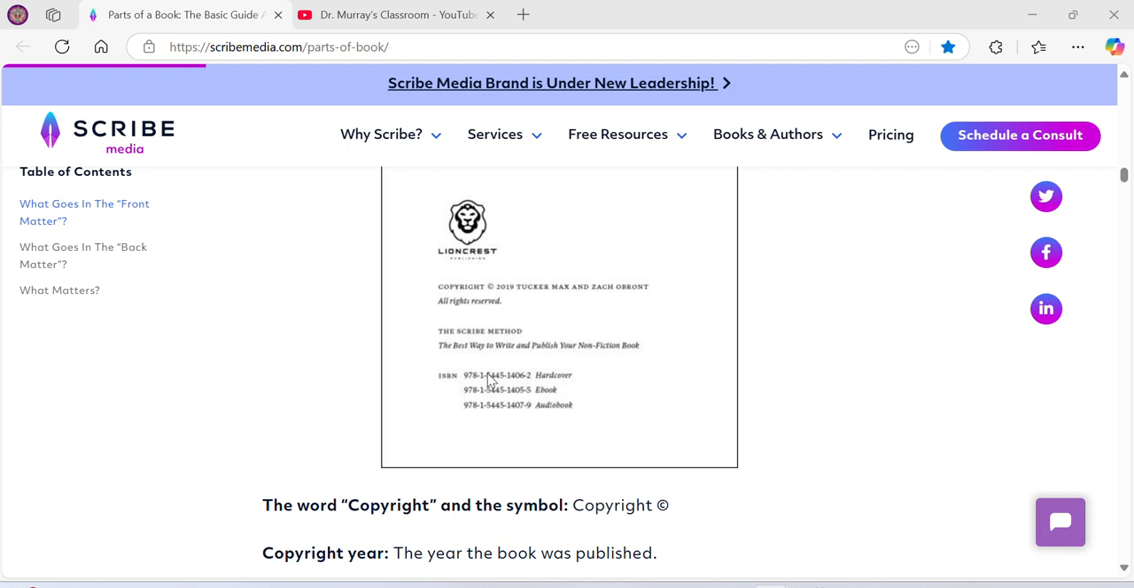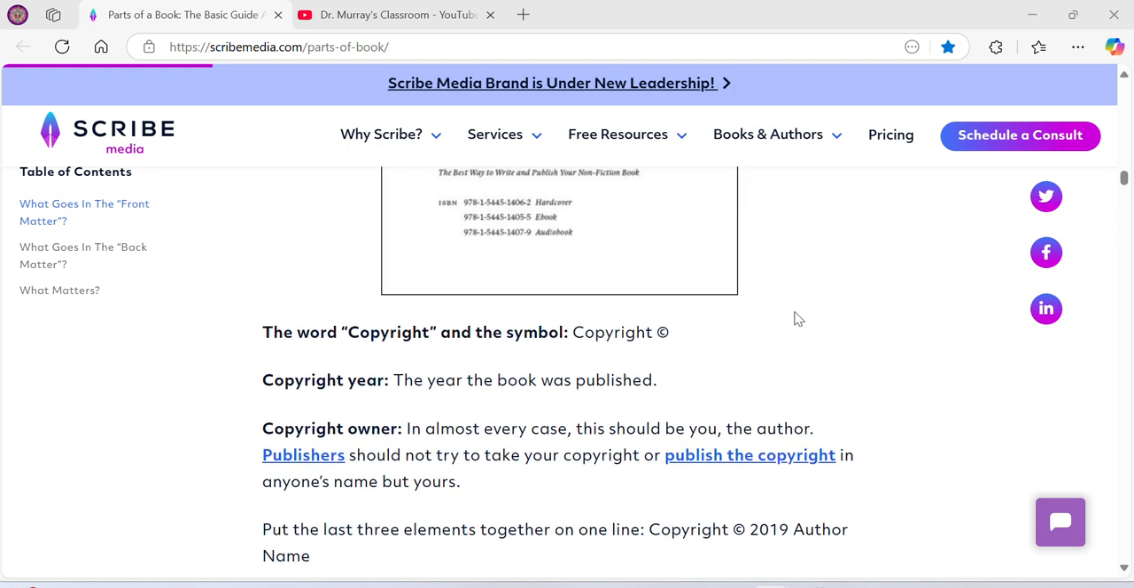Like here you have the ISBN number for the hardcover, the audio book. And really, ebooks don't necessarily have to have an ISBN number. And when you go to upload it to KDP Amazon, they will tell you that your ebook doesn't have to have an ISBN number.